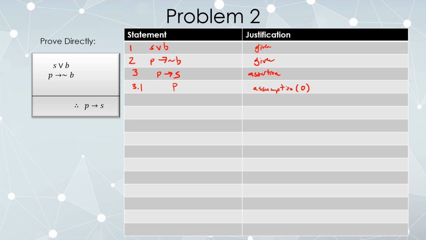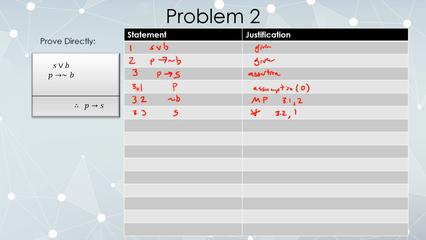Well, if we combine 3.1 with 2, P with P implies not B, we can use modus ponens and get out not B. Then in line 3.3, S or B, but not B, therefore S. And again, that's elimination, 3.2 and 1. So having made the assumption P, we were able to get to S.